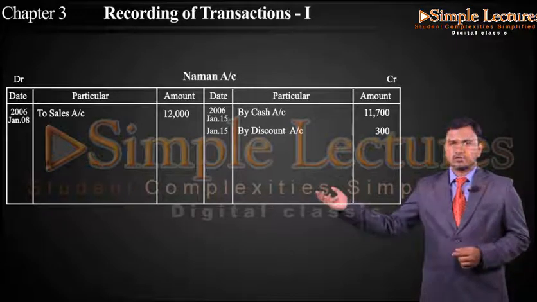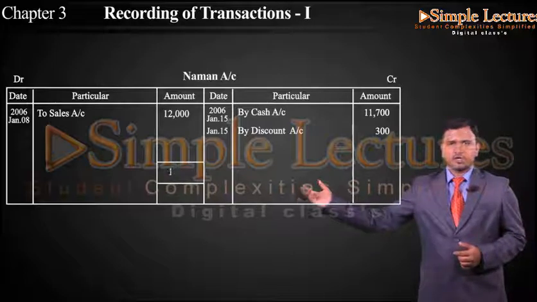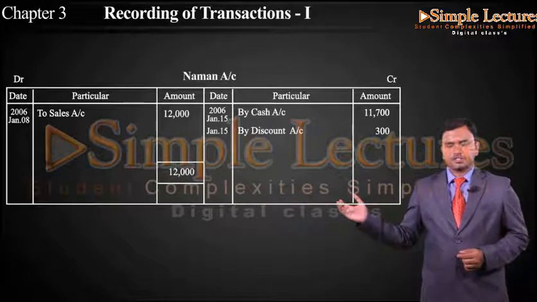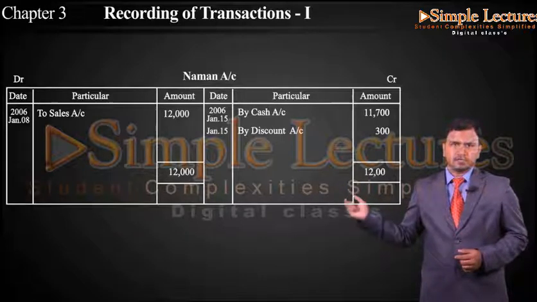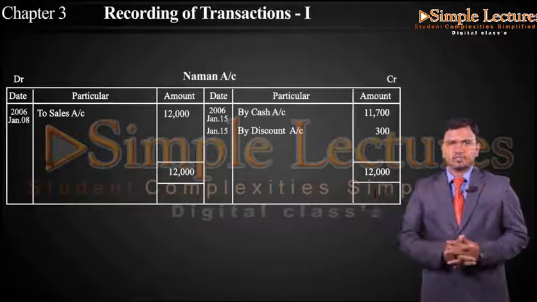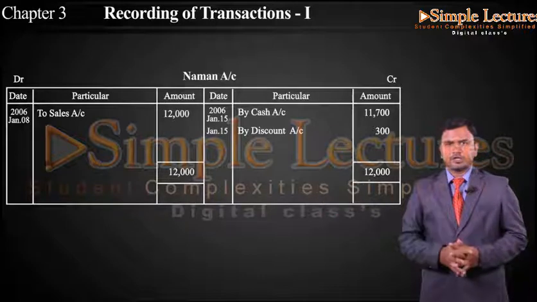So let us take the total for both the sides. Debit side we have 12,000. Again in the credit side we have 11,700 plus 300, 12,000. So same total for both the sides. So here we are done with the Naman account.